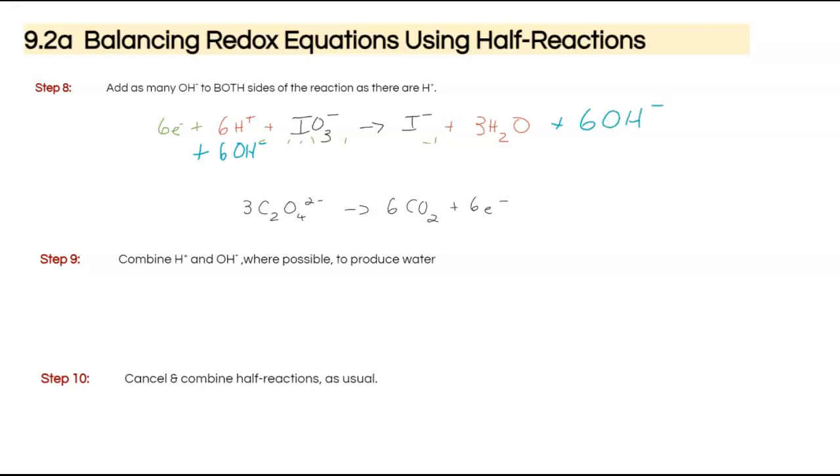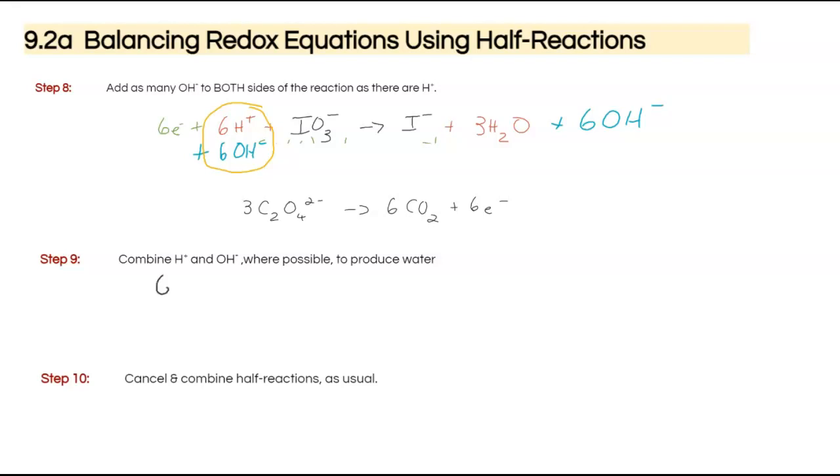Now there's nothing for me to do in my second half reaction because of course I don't have any hydrogen ions. Now, I want you to take a minute to think about what we should do here with these hydrogen and hydroxide ions. Well, if you read ahead, then you know we have to combine those to produce water. So my next step is going to be to take these and make them into water. Let me go ahead and write that out.